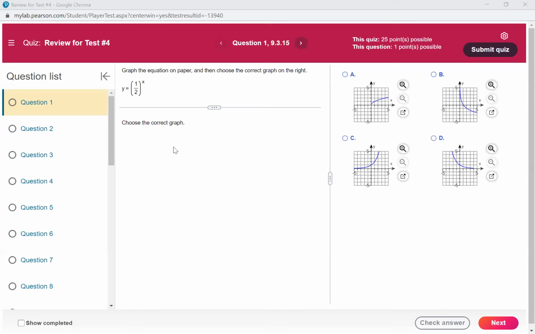Oh, look at that. It changed my problem on me. So we're going to see y equals 1/2 to the x. And I will say we're all going to get the same graph on this one. So let's go look at it and see what we get.